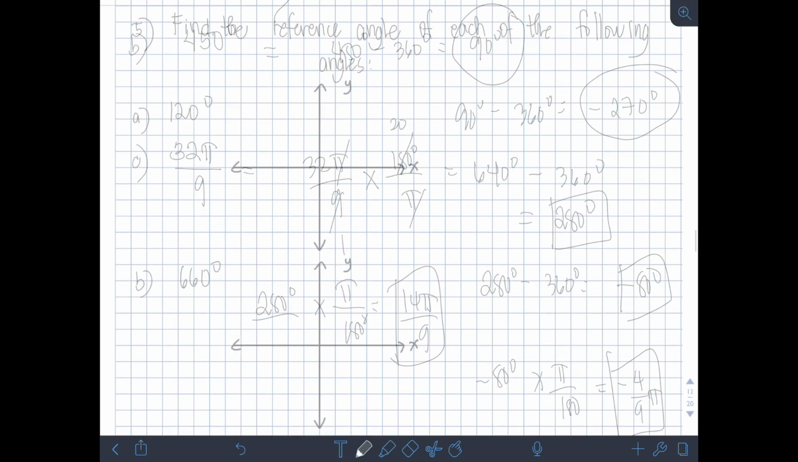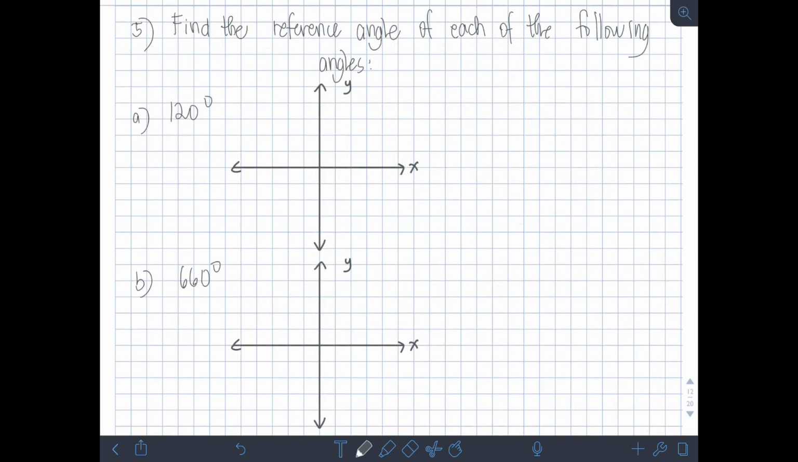Okay? Next, we have find the reference angle of each of the following angles. So, A, we have 120 degree. So, ito yung theta natin. So, hanapin natin yung reference angle alpha. Okay? So approximately nandito siya.